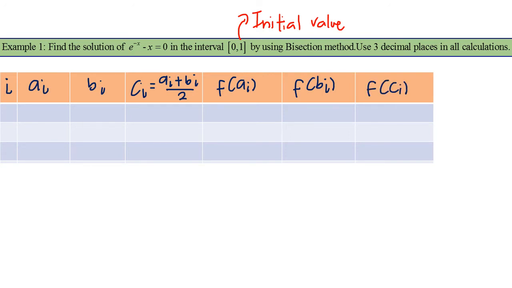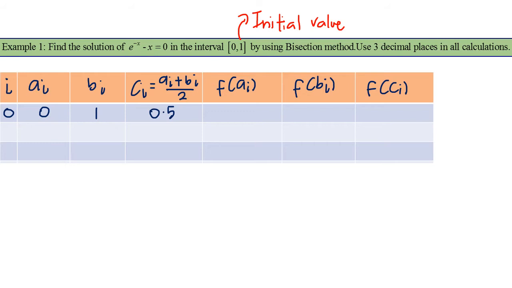Alright. So now, we start the iteration with 0. You always have to start the iteration with 0, like when you do the graph, always start with 0, right? So what is a_0? It is the interval given in the question, which is 0, and b_0 is 1. So a_0 is 0, b_0 is 1. And then what is c_0? c_0 is 0 plus 1 divided by 2, so we get 0.5.